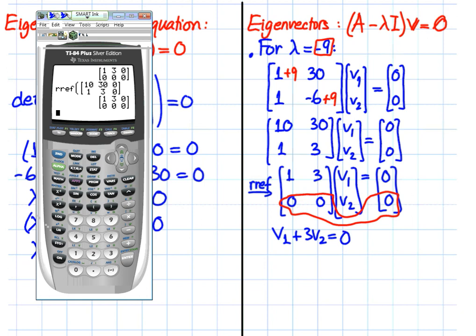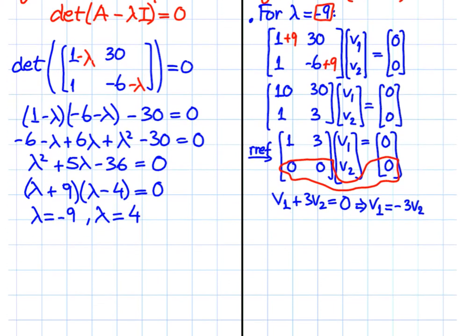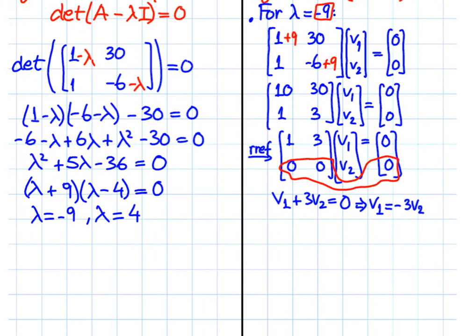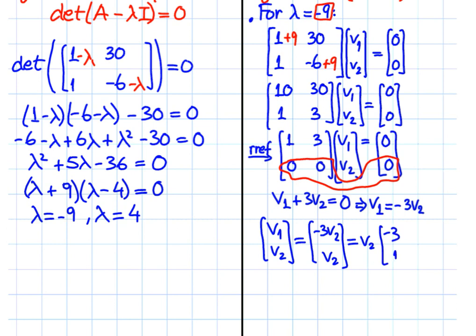And of course we can choose V2 to be something and choose V1 to be something. But from this one, if we choose V2 to be arbitrary, then we have V1 equal to negative 3V2. This is a little bit longer than it should be, but I think it's easier when we write like this. So we have V1, V2, the solution. V1 is negative 3V2, and V2 is just V2. If we factor out V2, we have negative 3 and 1.